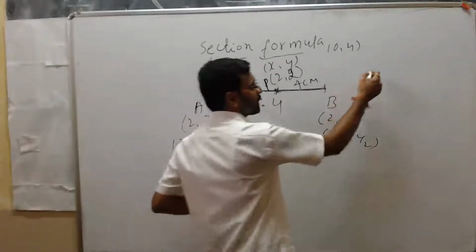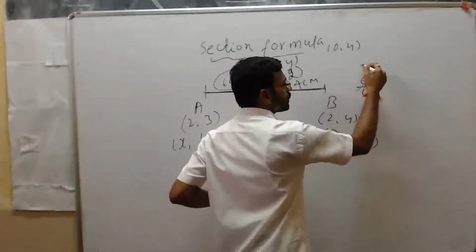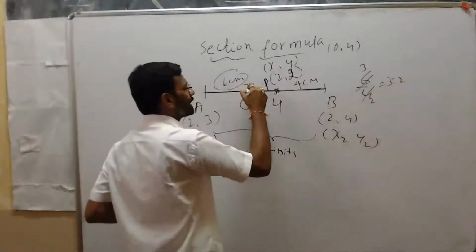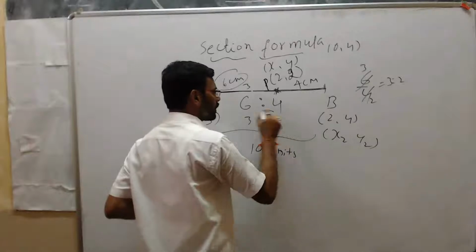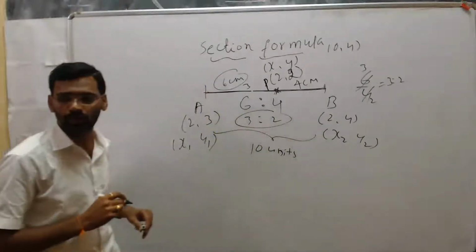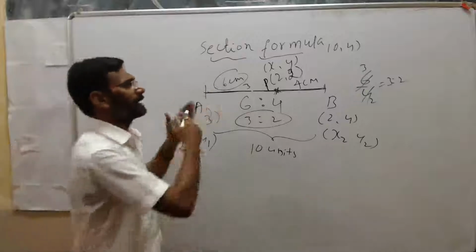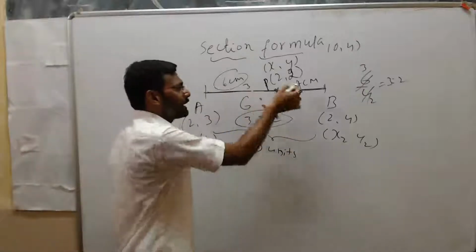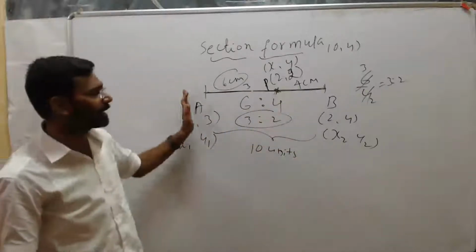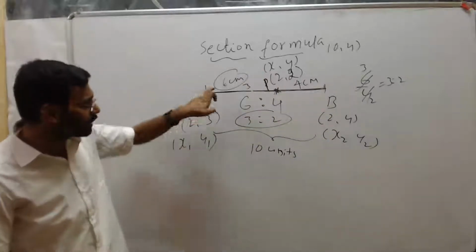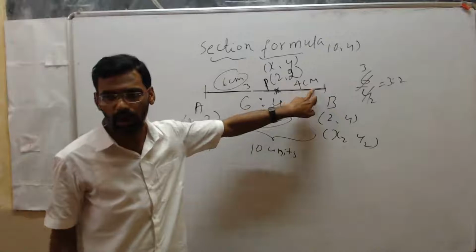6 is to 4, how can we write it? 6 divided by 4, which is 3 twos are 6, 2 twos are 4. Therefore in which ratio? 3 is to 2. It means the P point will divide the line AB segment in how many parts? 2 parts. In what ratio? 3 is to 2.